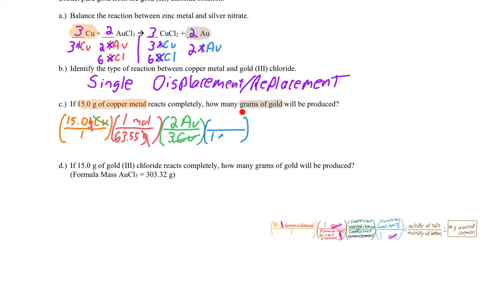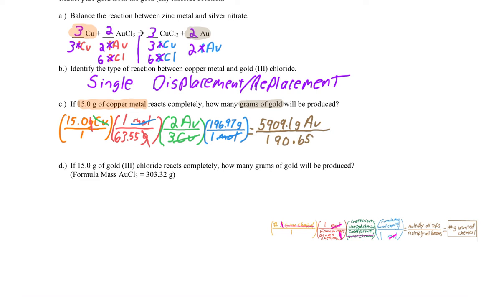I don't want moles of gold. I want grams of gold. 1 mole on the bottom cancels out the moles, equals the formula mass of gold. According to my periodic table, the formula mass of gold is 196.97. Now I multiply my tops: 15 times 1 times 2 times 196.97, and I end up with 5,909.1 grams of gold, because grams and gold are not crossed out.